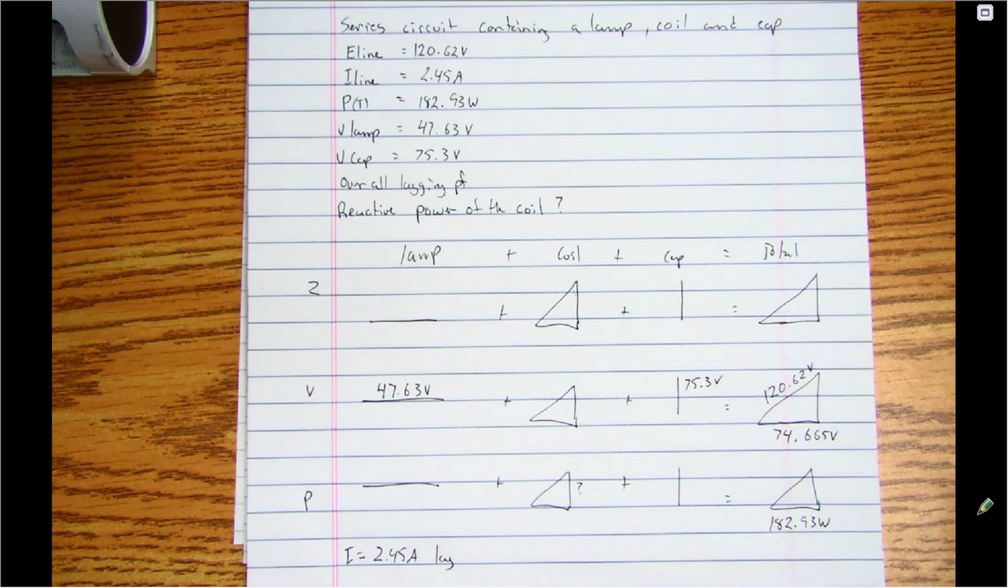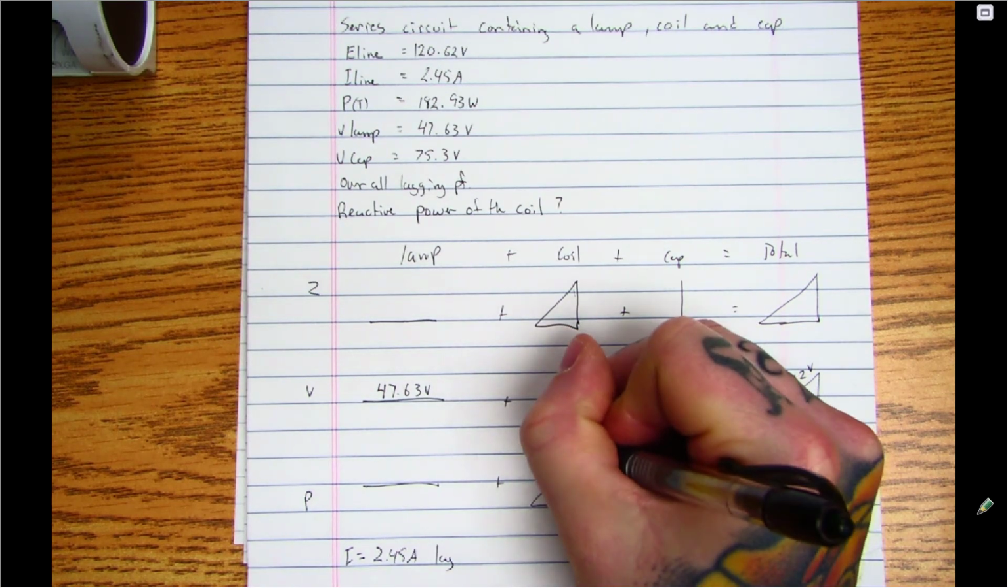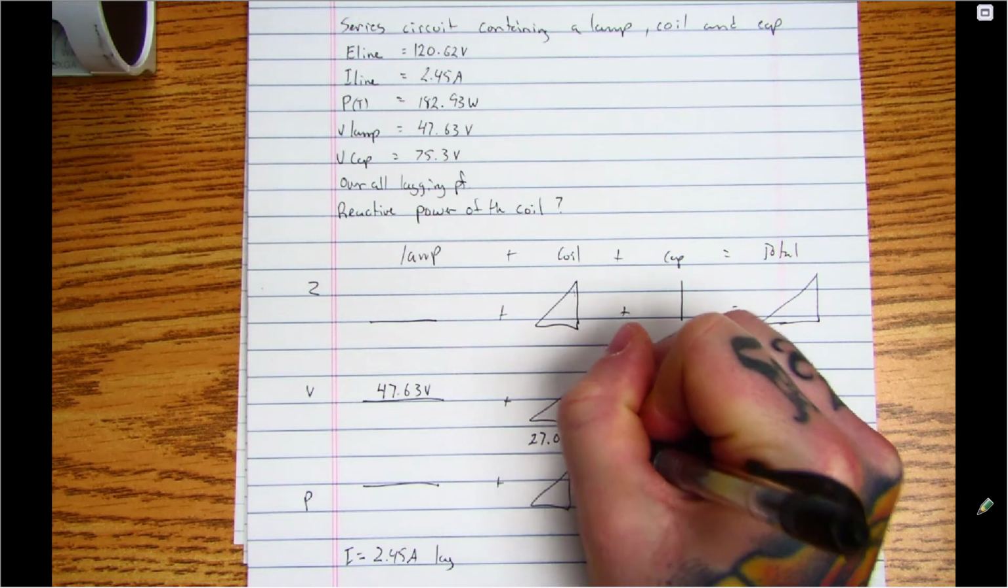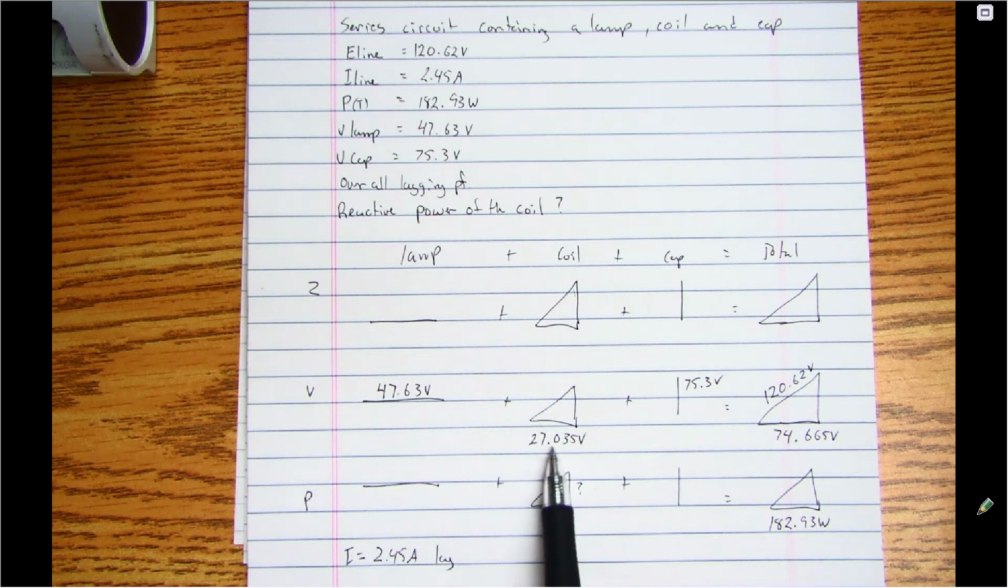So 182.93 divided by 2.45, and I get 74.665 volts here. Now I know that this resistive volt drop plus this resistive volt drop equals this one. So what I can do is take this minus this volt drop, and I'll have that. So if I take that 74.665 minus 47.63, I get 27.035 volts. Okay, so I'm already kind of in business here. I got one section of the coil. I need to know what this is though, so I can multiply by current, and then I'd have this answer right here.